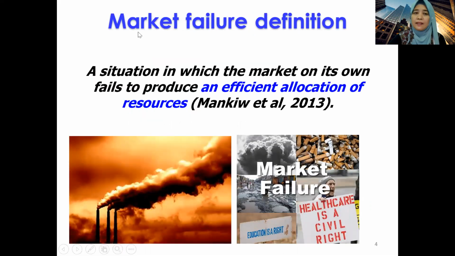Now, what is the definition of market failure? Market failure can be defined as a situation in which the market on its own fails to produce an efficient allocation of resources. That is when the government has to step in and guide the market, not just guide, influence the direction of the market or influence the pricing of the market.